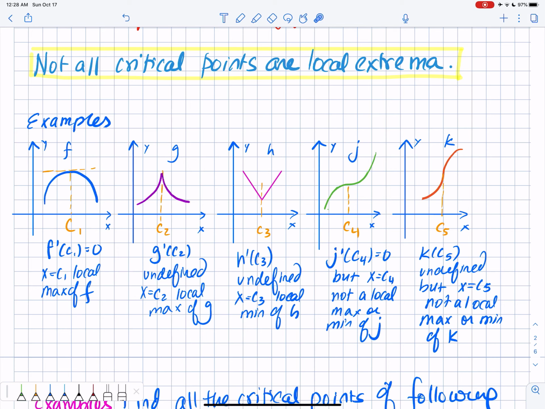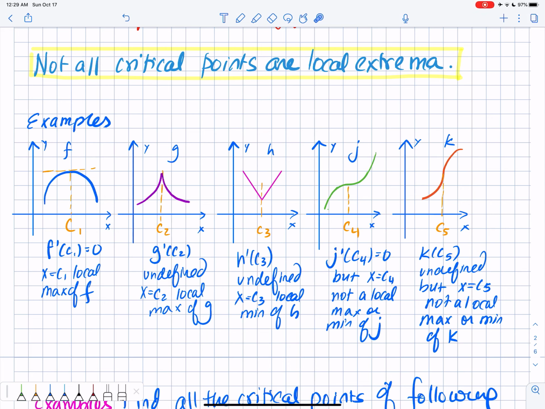Okay, let's take a look at this. Over here, you have h prime of c3 for the function y equals h of x. The derivative is not defined at c3. Over here, the derivative is infinite. Over here, the derivative is not defined because you can very clearly see the slopes are different, and the function has a local min.